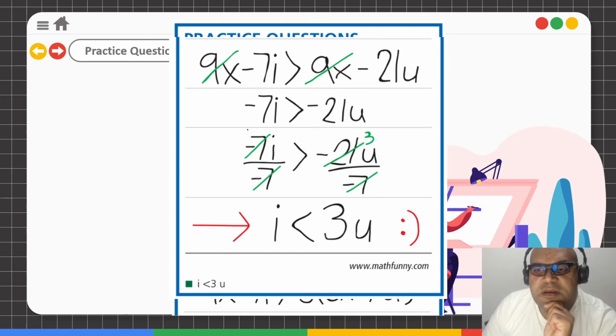As you remember, we need the variable alone. What's the math operation tied to the variable? It is multiply by -7. We need to divide by -7 on both sides. The answer here is 3u. But remember, guys, we are dividing by a negative number, then flip the inequality. The solution is i is less than 3u.